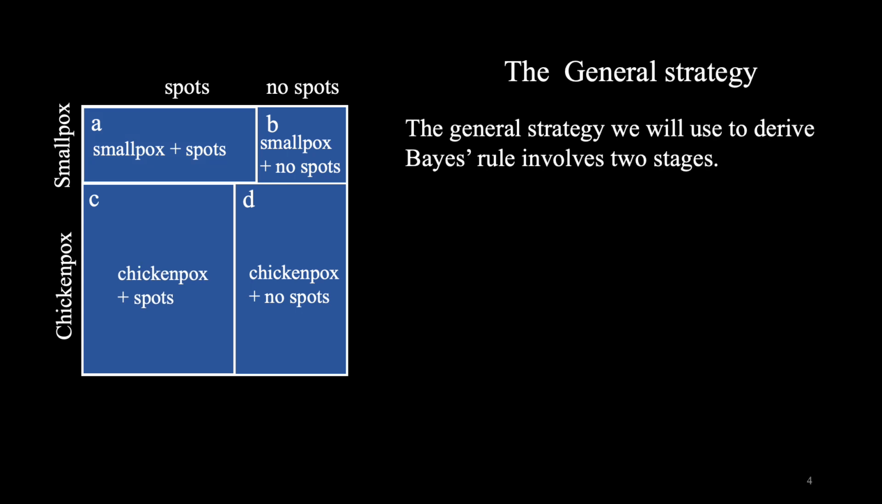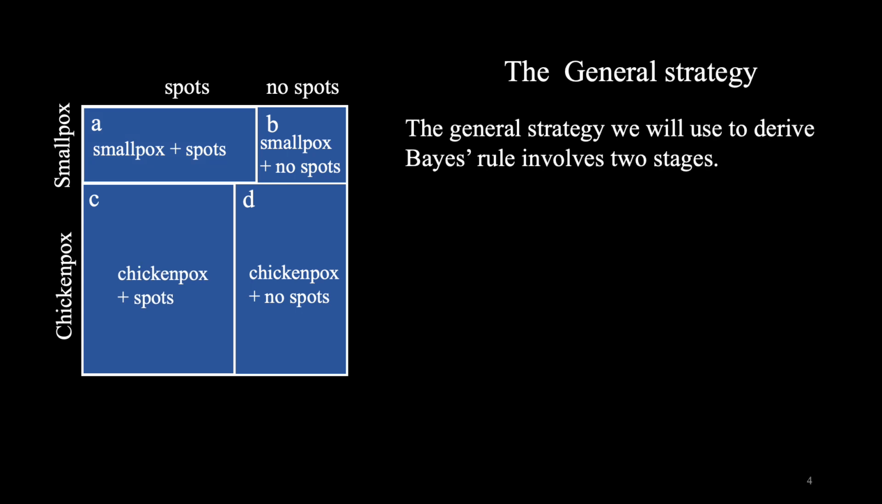If we assume you're just a person chosen at random from the general population, then the area of box A represents the probability that you have smallpox and that you also have spots. Box B represents the probability that you have smallpox and no spots. Box C represents the probability that you have chickenpox and spots. Finally, box D represents the probability that you have chickenpox and no spots. Now we can combine these probabilities to obtain the conditional probability that you have spots given that you have smallpox.